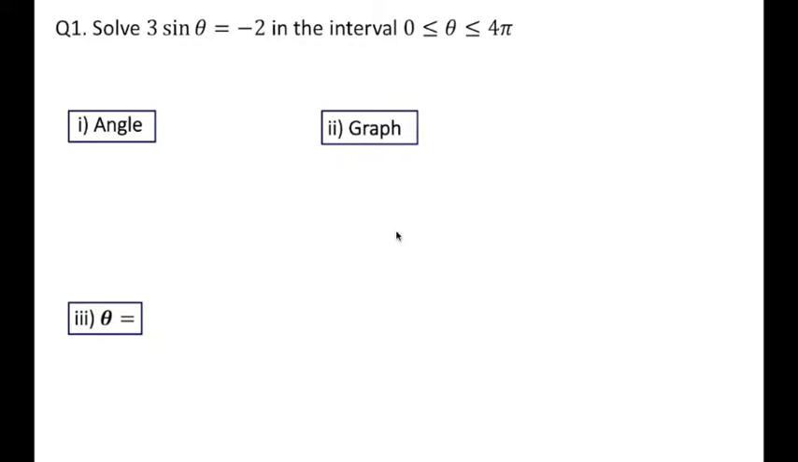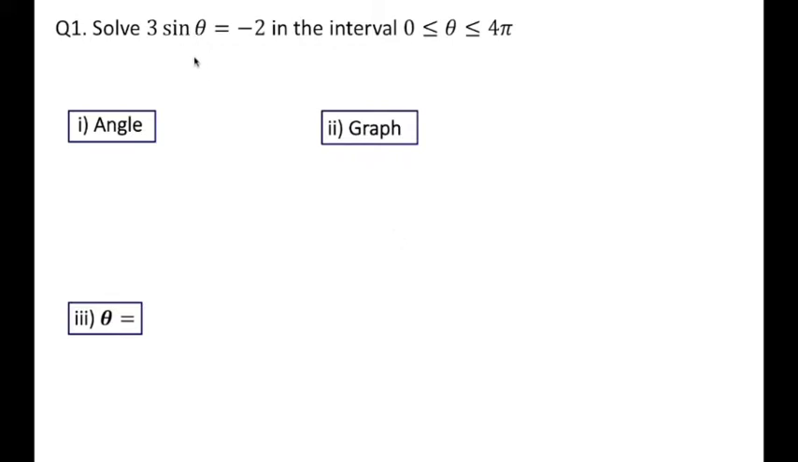Question 1. Solve 3 sine theta equals -2 in the interval theta is between 0 and 4 pi. Now, for simple trig questions like this, there are only 3 steps you need to follow, and I encourage you to memorise these. The first step is the angle, second graph, and third step theta. So let's have a go.